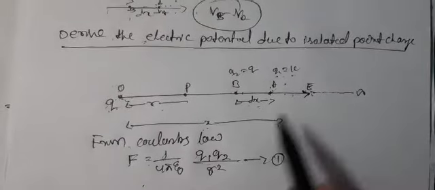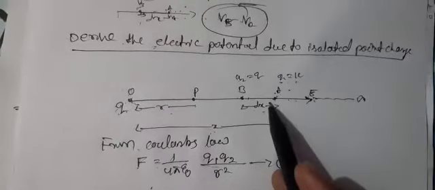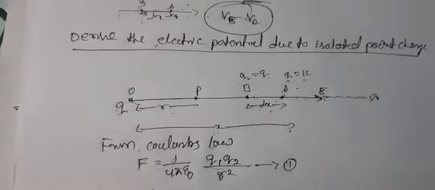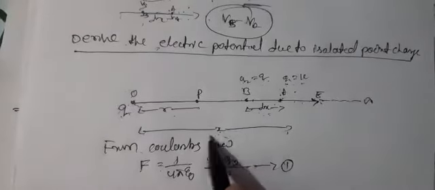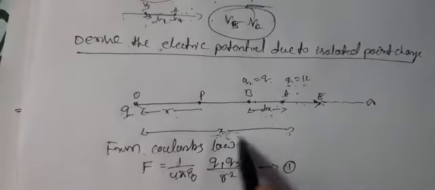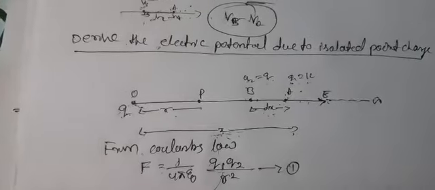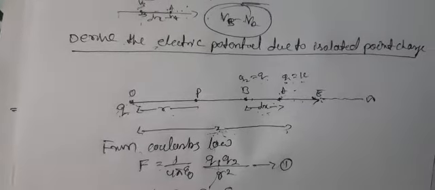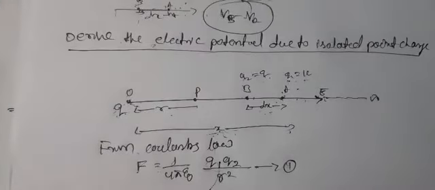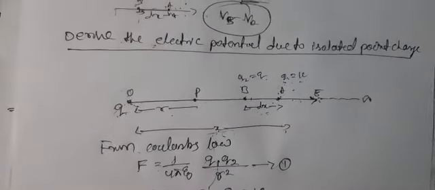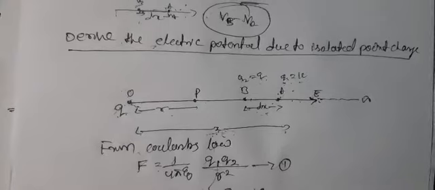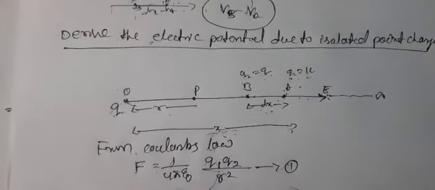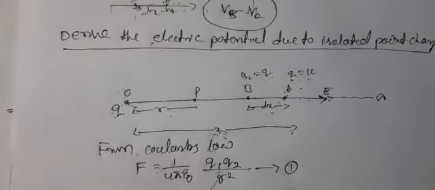Assume that Q1 is 1 coulomb of charge and Q2 is Q coulomb of charge. A small displacement is taken as x. That is, if we assume Q2 is equal to Q, Q1 is equal to 1 coulomb, and the distance small r is replaced by x, this value is substituted in equation number 1.